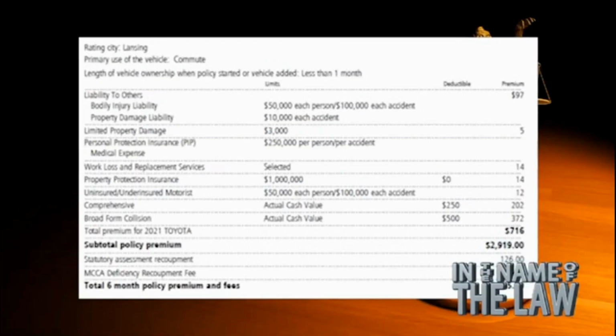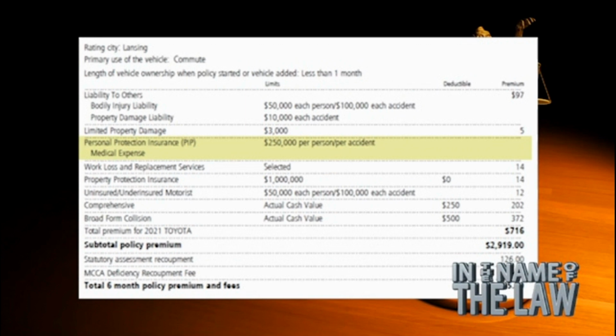Okay, and the next line is personal protection insurance, which we call in Michigan PIP benefits. What's that mean? Right, so PIP benefits include several different benefits, but this line item, and this is how it's dealt with these days following the 2019 reforms, this line item is for the medical expense no-fault benefit. And this line item is saying that this person has limited their medical expense coverage to $250,000 per person injured in an accident.